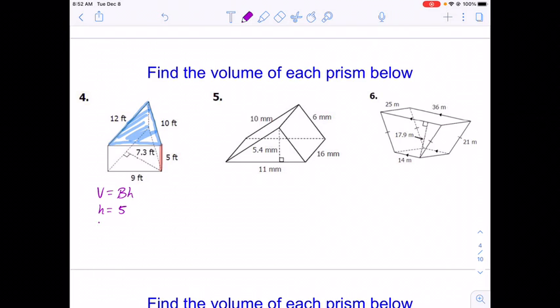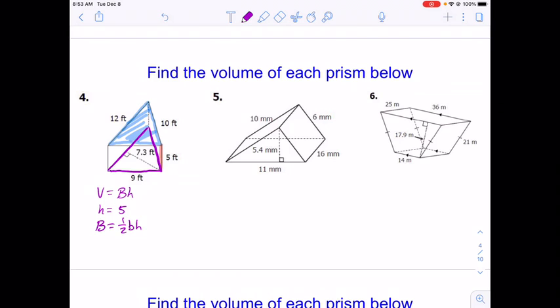So now to find the area of the base, we're going to use the formula 1/2 base times height, but this base and height has nothing to do with the height of the prism. This is the height of the triangle. So now we're going to look at just the triangle here with the dimensions given. I'm going to outline this so you can see what we're looking at.